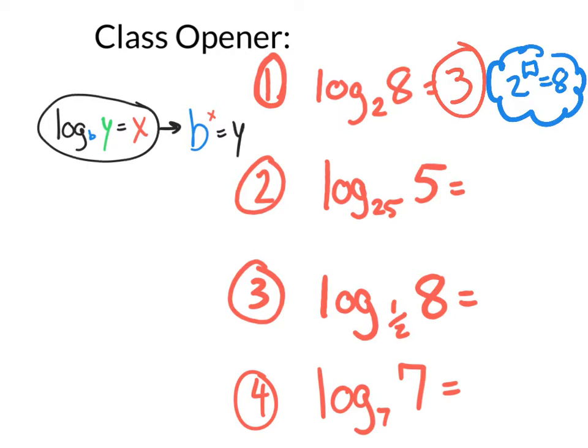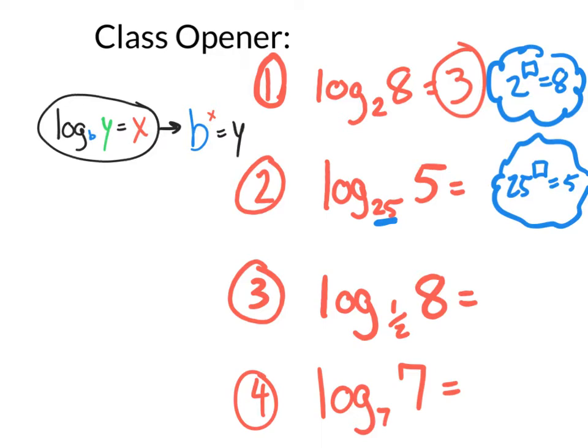Okay, this next one requires some thought. Log base 25 of 5, you're thinking 25 to what power gives me 5? Well, first of all, when I see 25, I think of the perfect square number 25, right? Which means that the square root of 25 is 5. So what exponent would cause me to take the square root of 25?